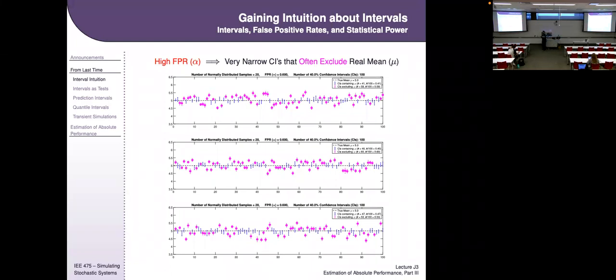And so we're just translating all the stats that we've done so far into kind of interval speak, because for the rest of the semester, we're going to try to summarize our results as intervals as much as possible.